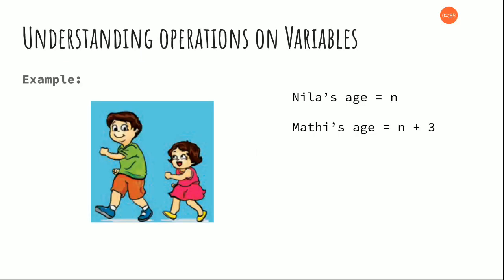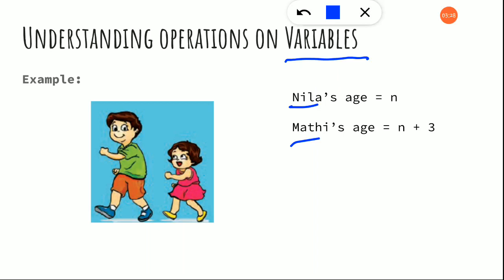The next one is understanding operations on variables. I told you a variable means a value that keeps on changing. Now look at the example. I'll tell you a little story. There are 2 children. Let us name them Nila and Madhi. Nila is n years old. They are not telling you the exact number.